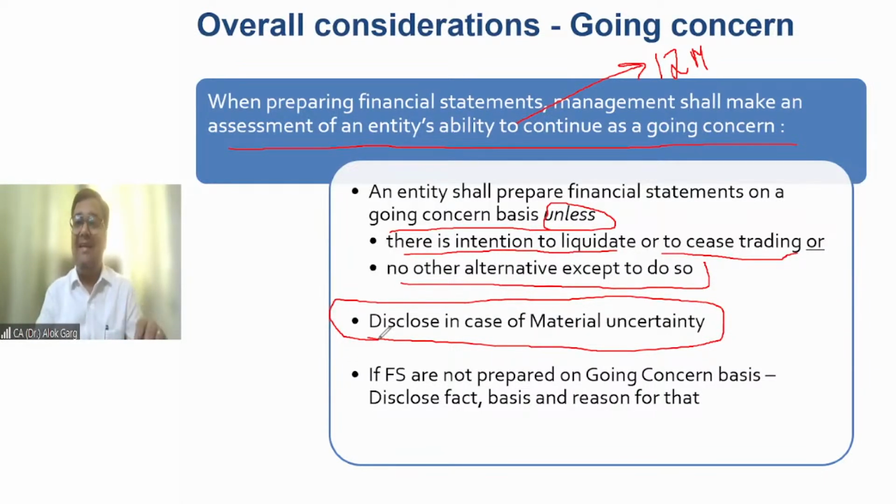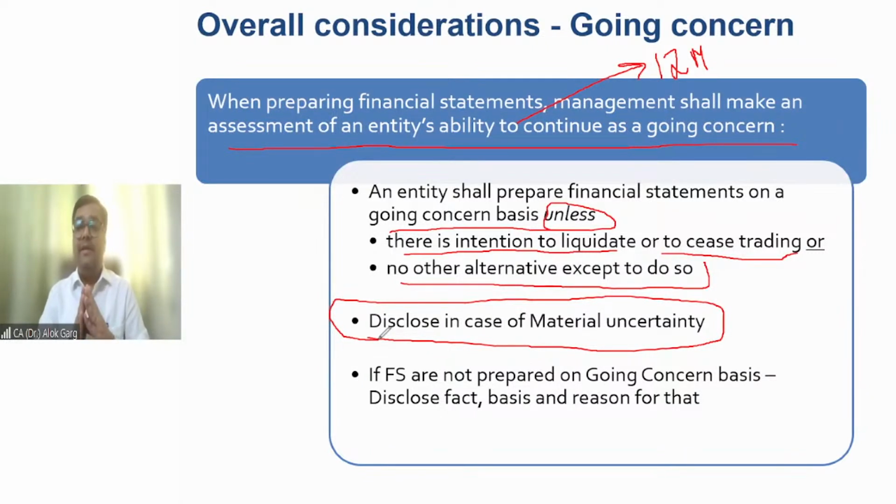Okay. So this is a real life example I told you just 2-3 days back. If you want to see the material uncertainty relating to going concern note, there is a company called Vodafone Idea Limited. You can download the annual report of Vodafone Idea Limited and you can see they are giving the material uncertainty relating to going concern note in every quarter, in every year, right? Why? The company is continuously into losses. There is a huge demand by the Department of Telecom for AGR, right?